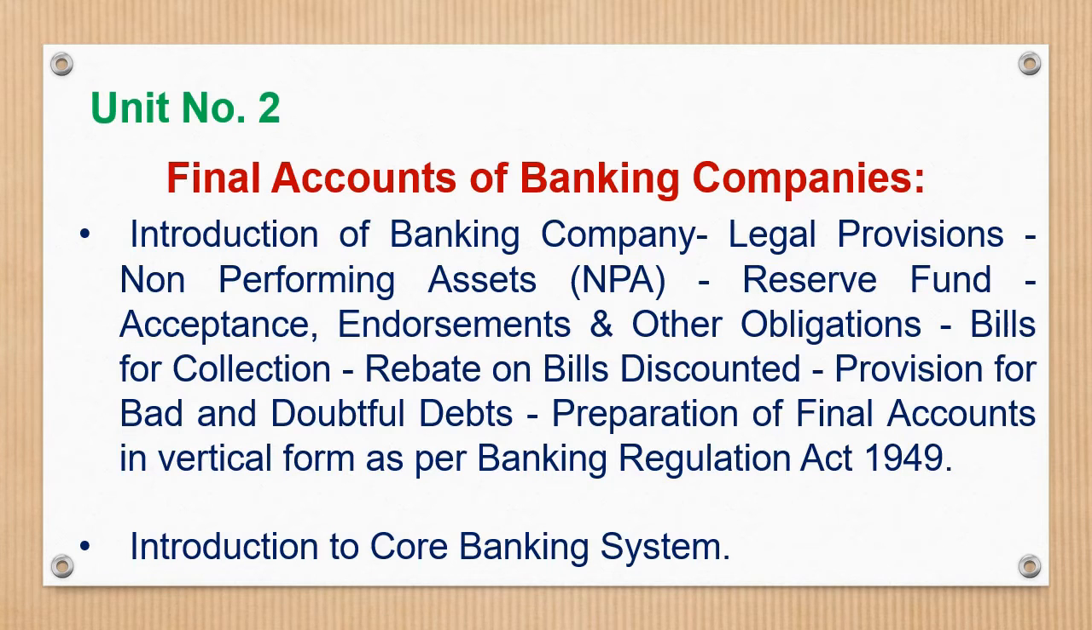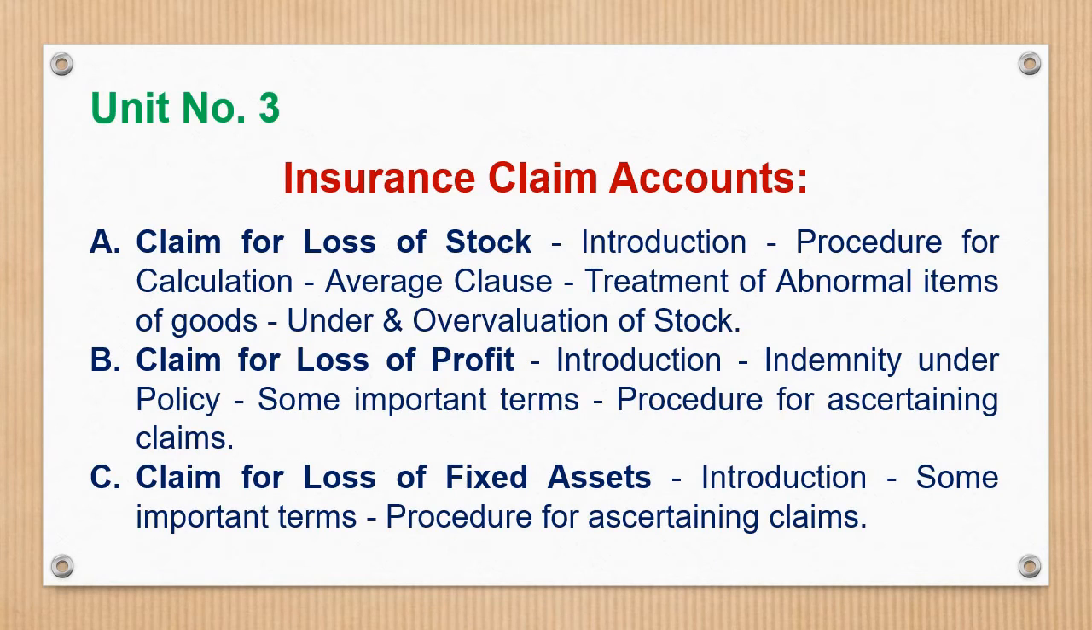After moving forward, unit number 3, the unit title is insurance claim accounts. This is a very easy and simple chapter. In this part we divided into three parts. First part is claim for loss of stock. In that we see introduction, procedure for calculation, then average clause, treatment of abnormal items of goods, and under and overvaluation of stock. This is the first part in this chapter.